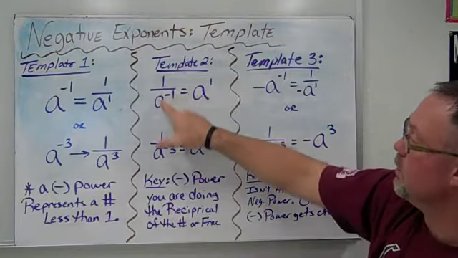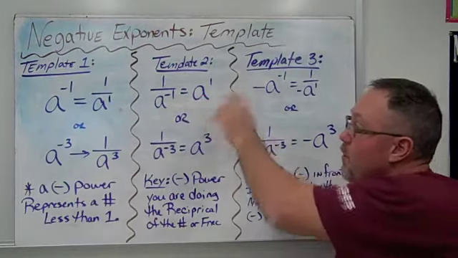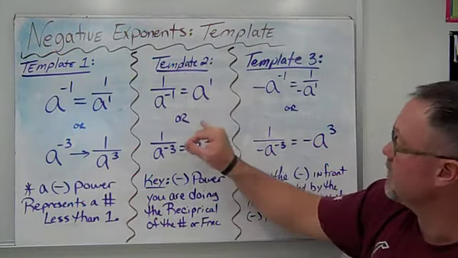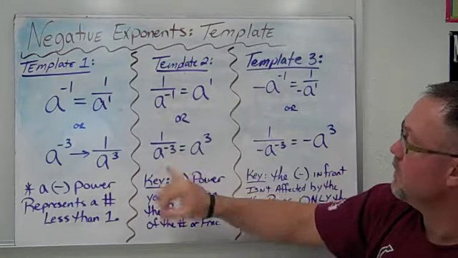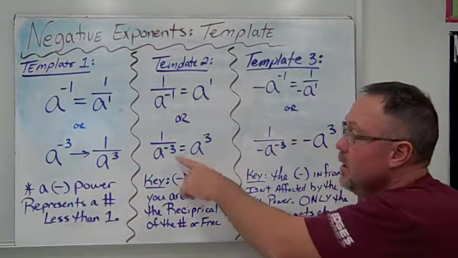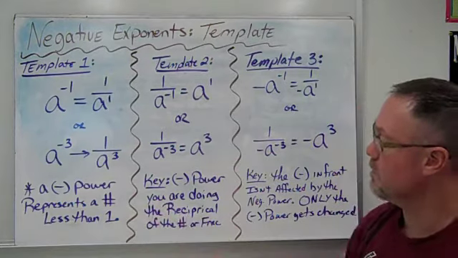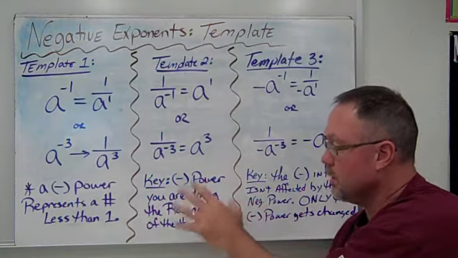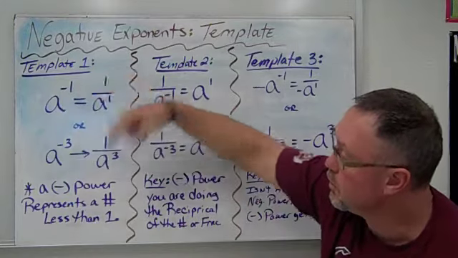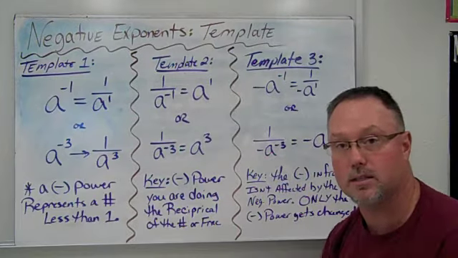Template 2, we deal with it already in a fractional form, but we have a negative power. Again, we're going to flip it over, and any whole number over 1 is just a whole number, so we don't need the 1. In this case, A to the 1 power, which is this. So our power now turns positive. In this case, we have 1 over A to the negative 3. We're going to flip it over, and we would just have A to the 3rd power. The key thing to remember is that with a negative power, you are doing the reciprocal of the number or fraction. If you're given a number, you're going to get it into a fraction. If you're given a fraction with the negative power, you're going to end up with a whole number, or in the case of a rational number.